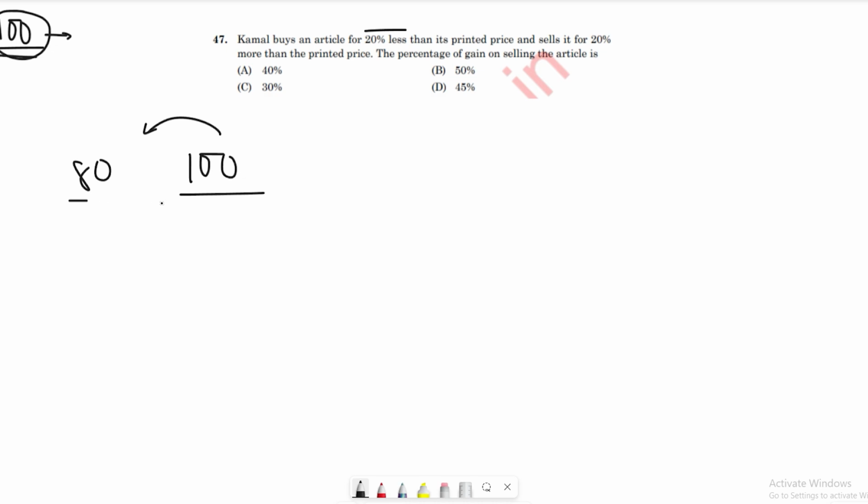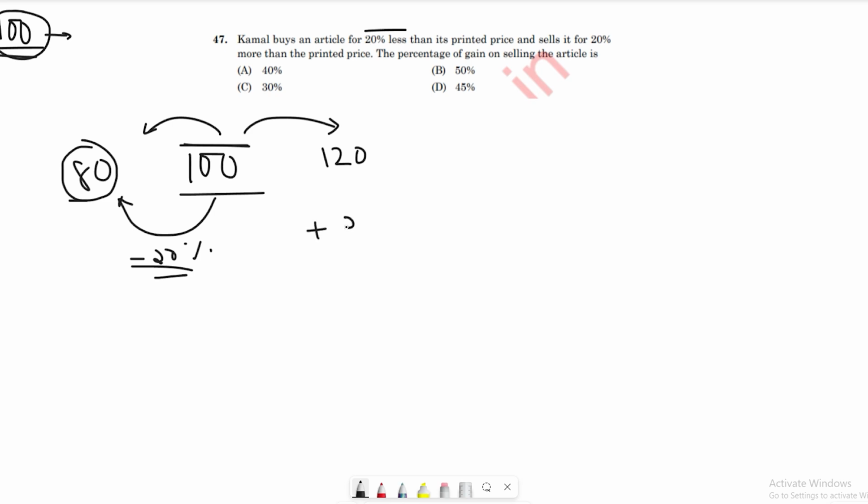Most of the times it works, okay. You'll see how it works here. So 100 is the printed price, he bought it at 80, that is 20% less. Now he sells it for 20% more than the printed price. So the printed price was 100, and he sells it at 20% more than the printed price, that is 120 rupees. What you have to find is the percentage gain in the whole process.